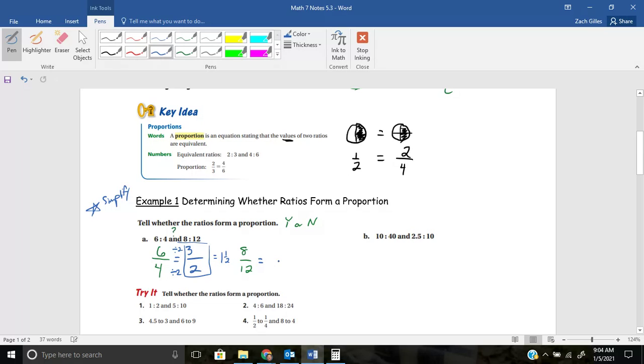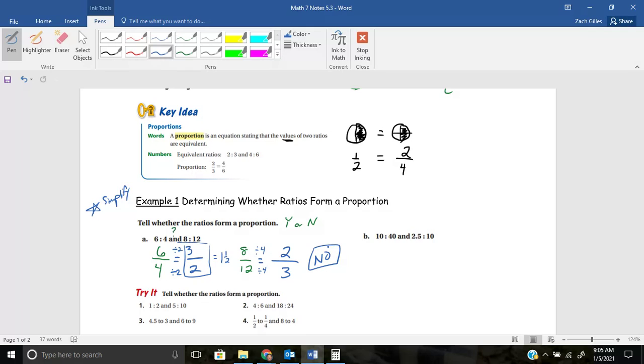Some of you might already be seeing that 8 twelfths, well, that's less than a whole, right? To be bigger than a whole, my numerator would have to be greater than my denominator. So if I simplified this, if I divided by 4 on top and bottom, 4 would be a common factor. 8 divided by 4 is 2. 12 divided by 4 is 3. Is 2/3 the same as 3 halves or 1 1/2? And the answer is definitely not. Those two ratios do not form a proportion.